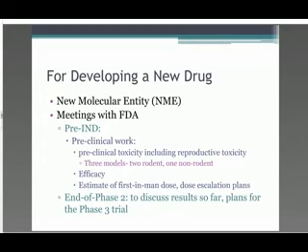The preclinical work is also done to look at efficacy, the estimate of a first-in-man dose, and some dose escalation plans. There is also a meeting with FDA at the end of Phase 2 to discuss the results so far and plans for a Phase 3 trial.